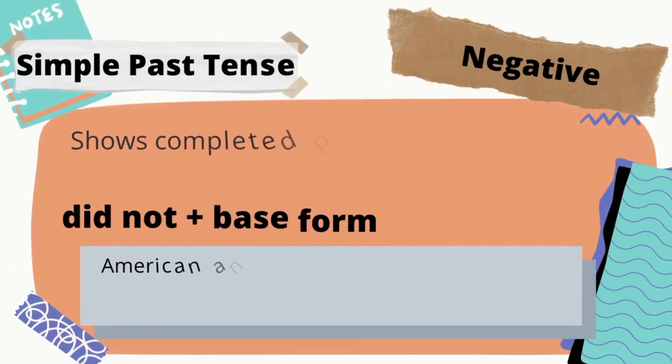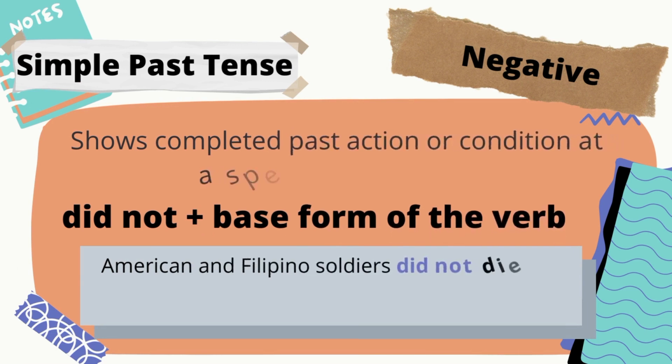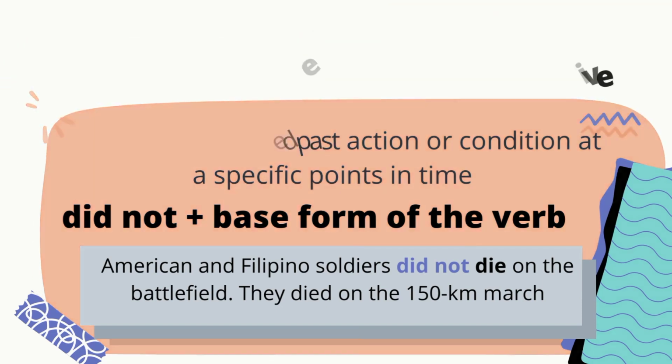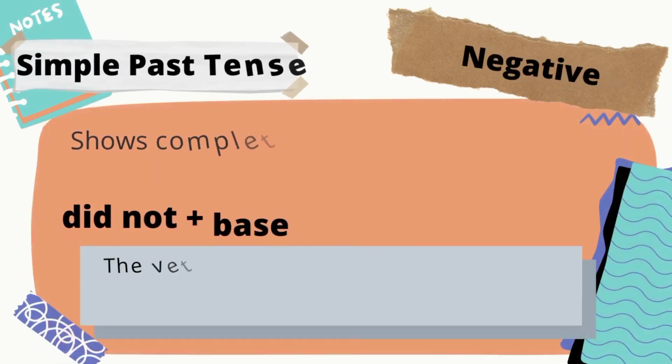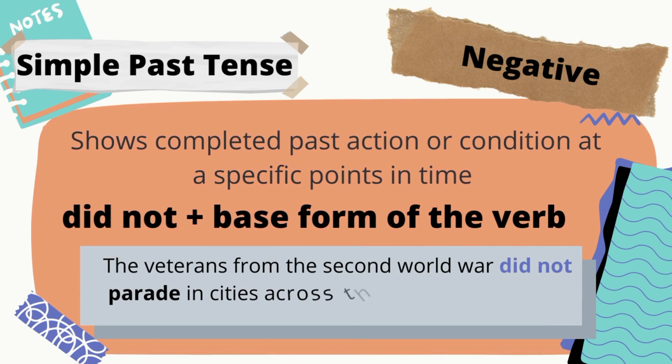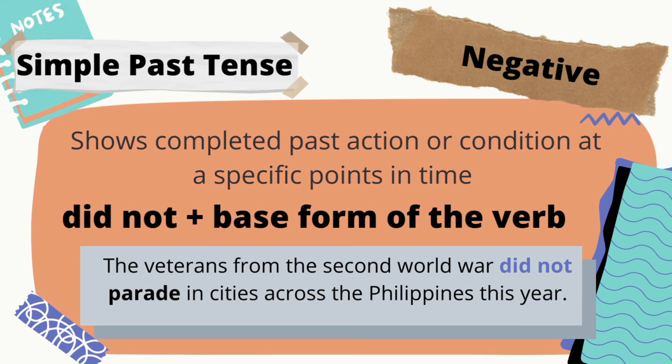Let's have more sample sentences. American and Filipino soldiers did not die on the battlefield. They died on the 150 kilometers march. The verb in the first sentence is did not die. This is the simple past negative form of the verb. The next sentence, the veterans from the Second World War did not parade in cities across the Philippines this year. The verb did not parade is the simple past negative form of the verb parade.